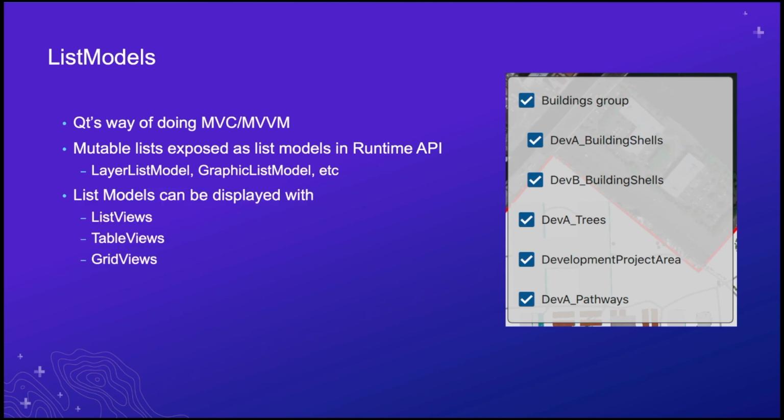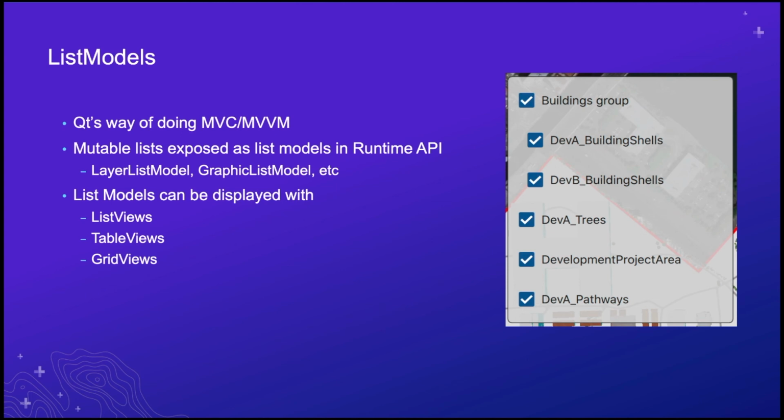The nice thing about list models is that they can easily be displayed with several of the Qt types out of the box. These include list views, table views, and grid views. And these types of views are what are going to power things like your pop-up to show key value pairs for your attributes, tables like your attribute table. These types of things make it really nice to plug and play. Just take the model and display it in the view.